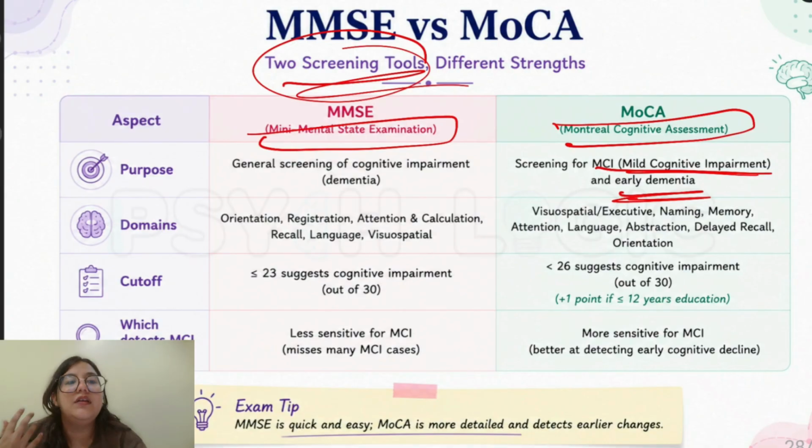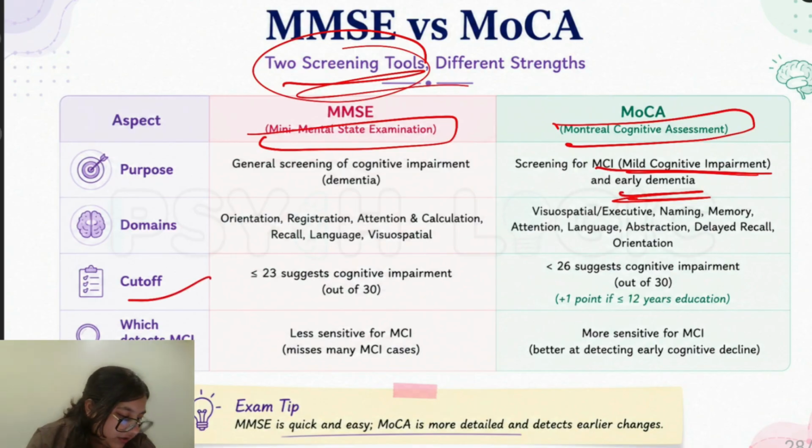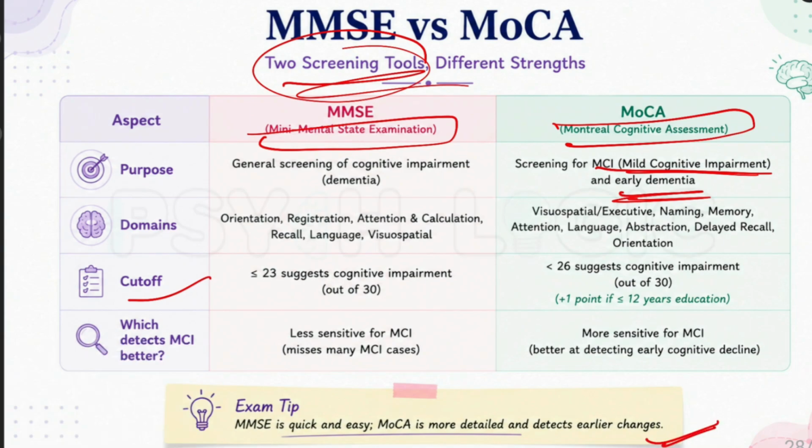MMSE looks into areas such as orientation, registration, attention and calculation, recall, language, basic visuospatial ability. However, MoCA goes a little further. It also looks at executive functioning, delayed recall, abstraction, and language. So it assesses more complex functions than MMSE and catches things that MMSE might miss. Let's talk about cutoff scores. In MMSE, 23 or below out of 30 suggests cognitive impairment. For MoCA, anything below 26 out of 30 suggests cognitive impairment. So also you'll notice a note.